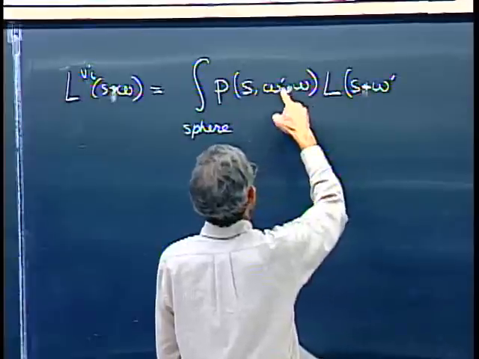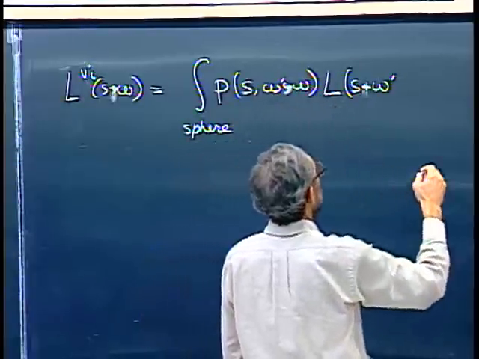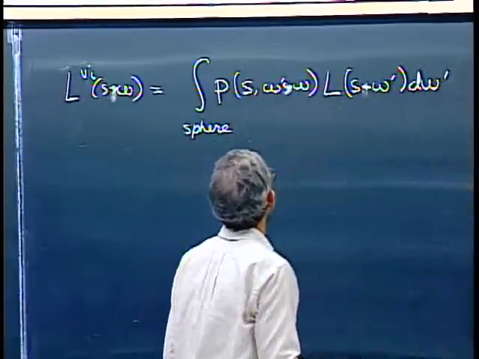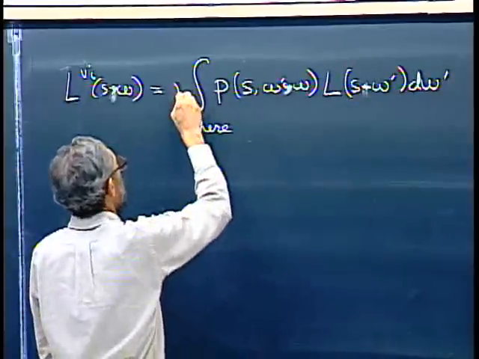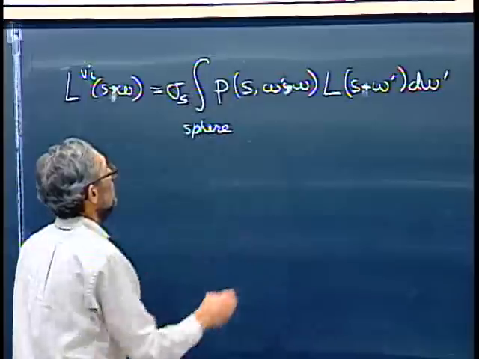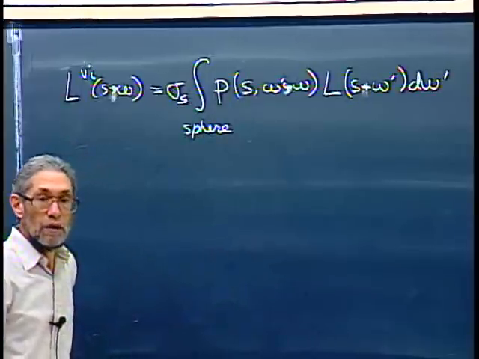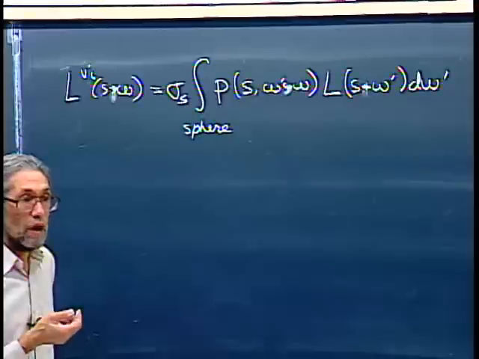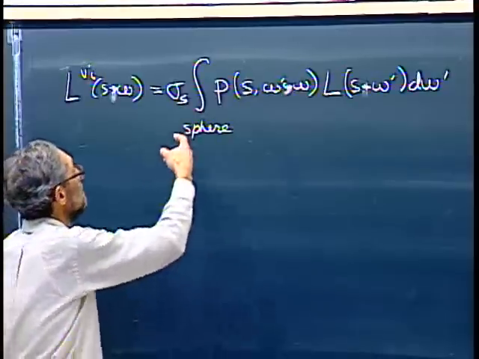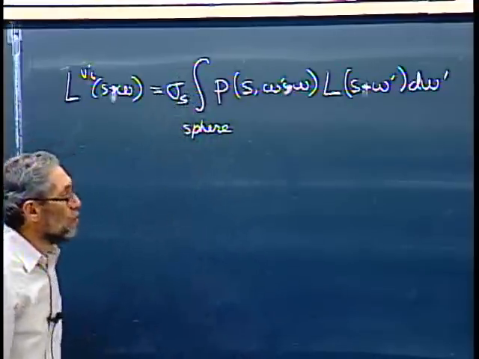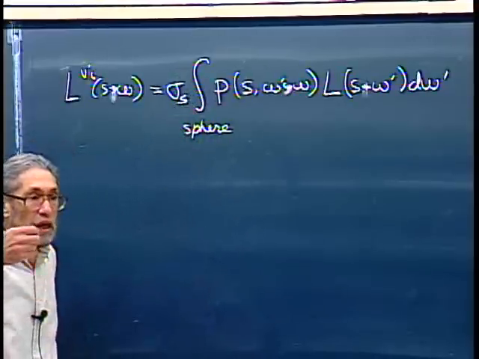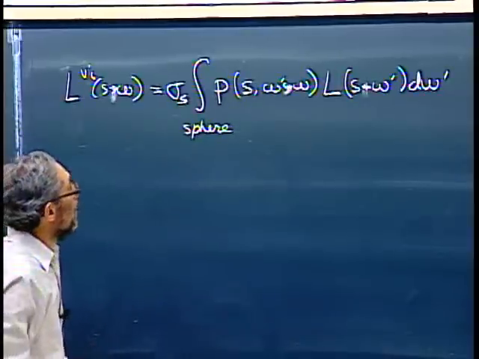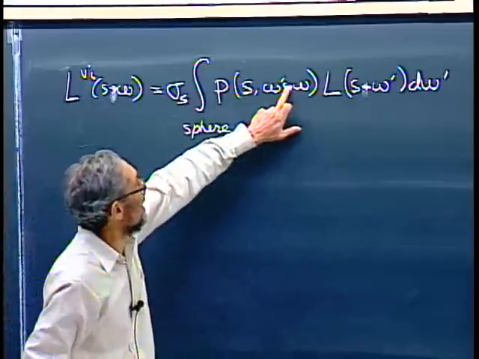In fact, I think they even have arrows this way too. D omega prime multiplied by sigma s, which is the albedo times the extinction coefficient sigma t. Right? Because this says how much light per unit length is actually scattered. And then this says where it's scattered.